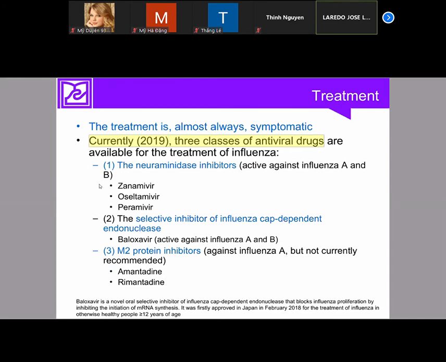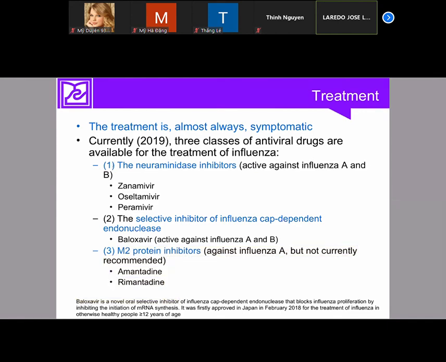Antiviral drugs to fight influenza may be classified into 3 groups. The first antiviral drugs that appeared were more than 20 years ago. Is this group that I show you here, M2 protein inhibitors, amantadine and rimantadine. They appeared more than 20 years ago, and they were useful 20 years ago, but not now, because currently all influenza A viruses have become resistant. So currently this group of antivirals is totally useless.